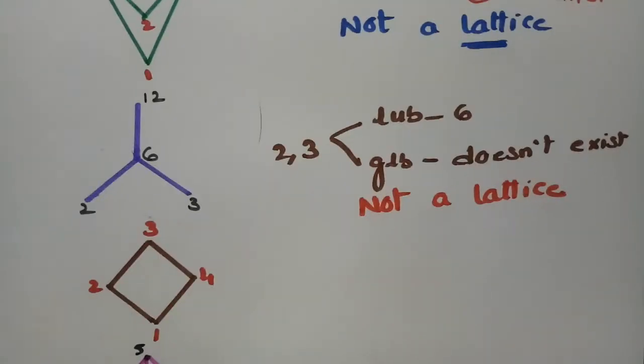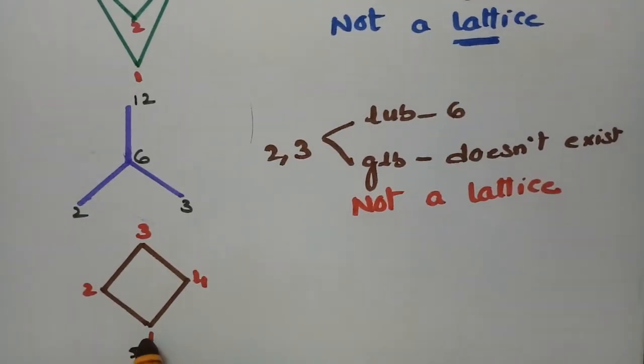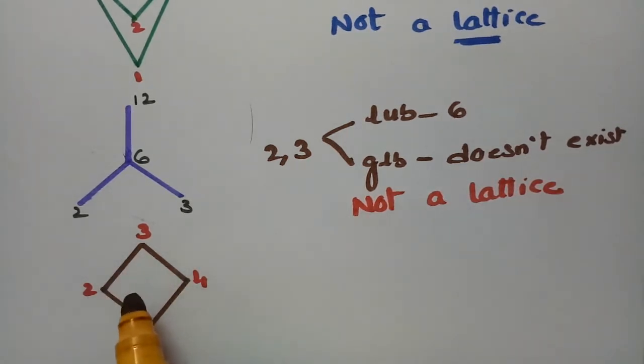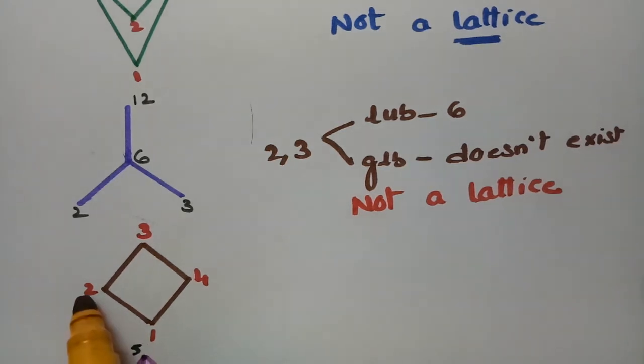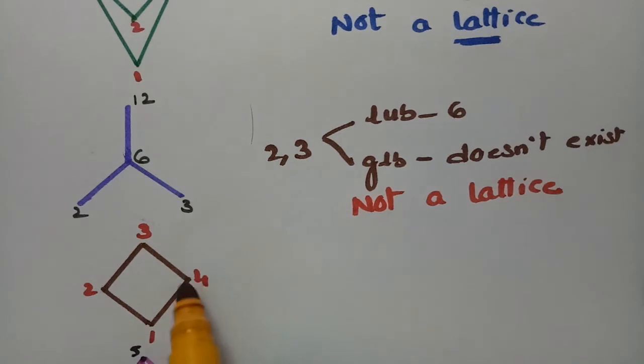Coming to the next one, here is the set of elements 1, 2, 3 and 4. According to this Hasse diagram, if we consider each and every element, if we consider 1 and 2, 1 is the greatest lower bound and 2 is the least upper bound. If you consider 1 and 4, 1 is the greatest lower bound and 4 is the least upper bound.